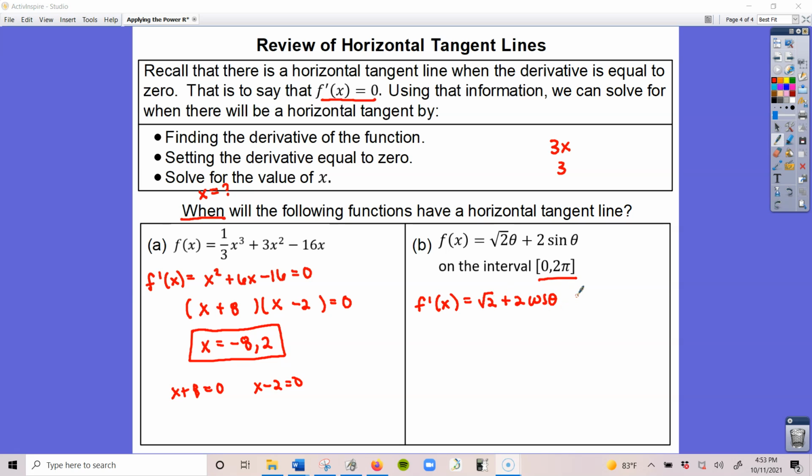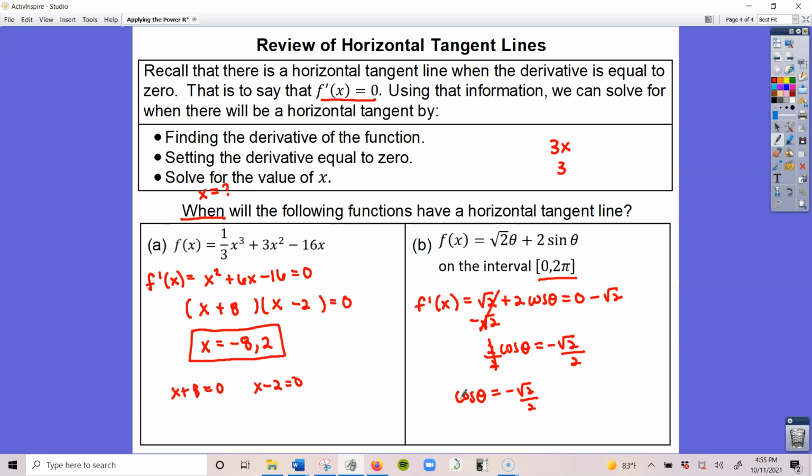So now we take this derivative and we make it equal to 0. And now what I want to do is solve for theta. So we've got to isolate the cosine theta first. So we start this off by subtracting the square root of 2 from both sides. And I get 2 cosine theta is equal to negative square root of 2. Then I would divide by 2. So we get cosine theta is equal to negative square root of 2 over 2.